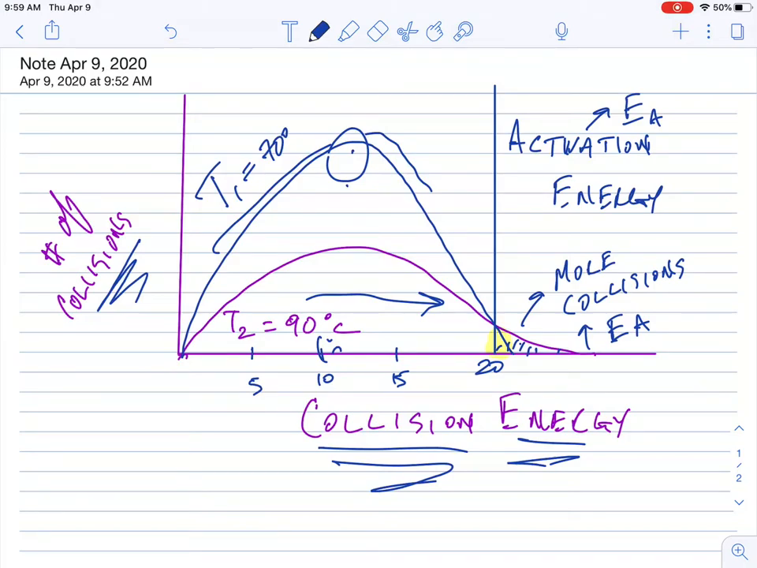And here's what's going to be important. At 90 degrees, you have more and more and more of these collisions that are taking place above that activation energy. So the reaction is going to take place faster. So that's why when you look at that iodine lab that you all just did, when I ran that reaction at like 35 degrees Celsius, that reaction took place very, very quickly because you had so many more collisions that were above that activation energy.